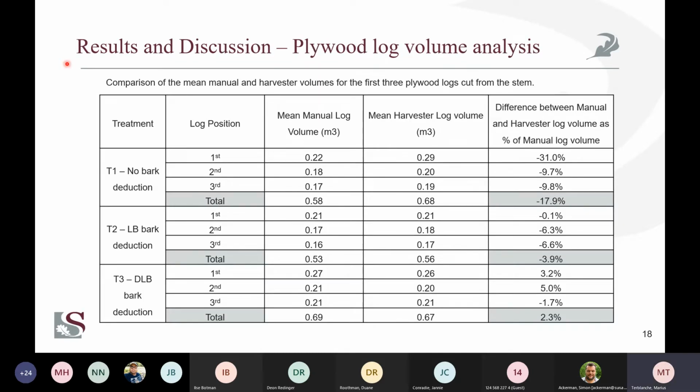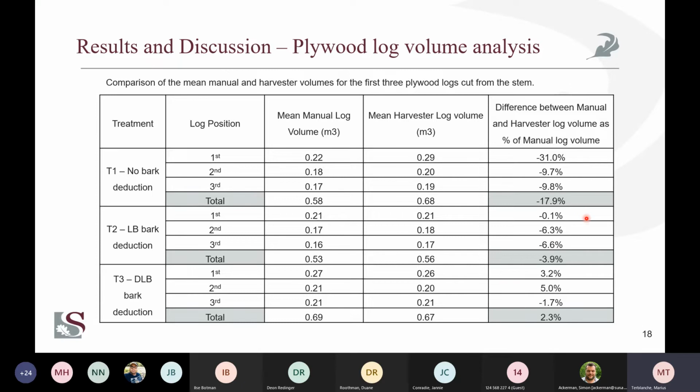So on the volume side of things, again, we pulled the data from those first 3 plywood logs cut from each tree. So this shows how much more accurate we were in our volume calculations for that section of the stem. So with no bark deduction method, we were missing the mark on volume calculations by about 31% between what the harvester was calculating for that first log and what the manual log measurements were for that specific log.